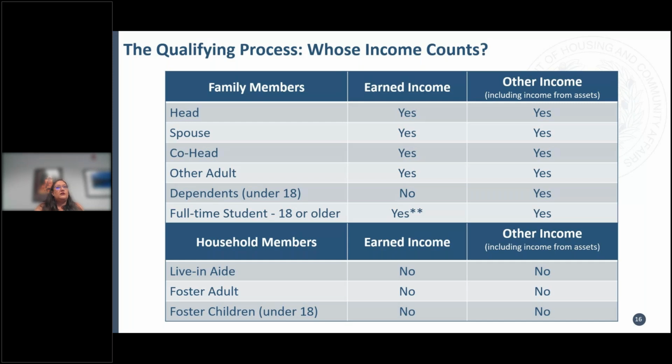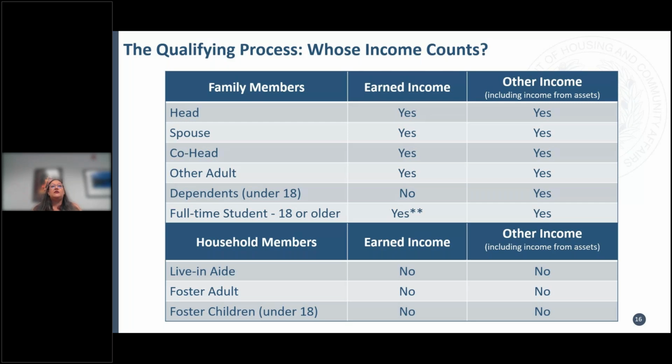We're going to talk about that during the 4th week of Lunch and Learn, where we talk about special income circumstances. So stay tuned for that. For assets, everybody in the family counts. We need to screen for assets, and income from assets is going to count for any of those.